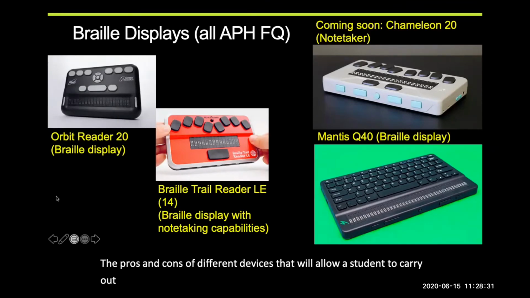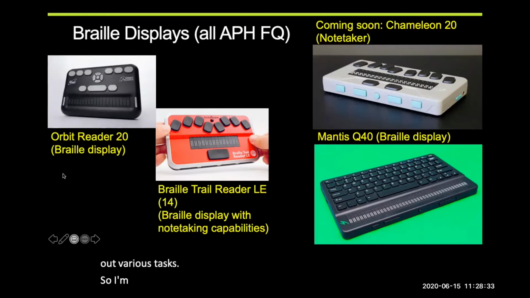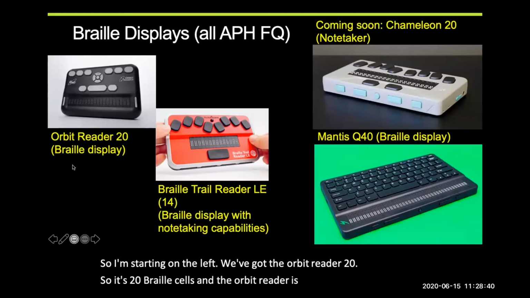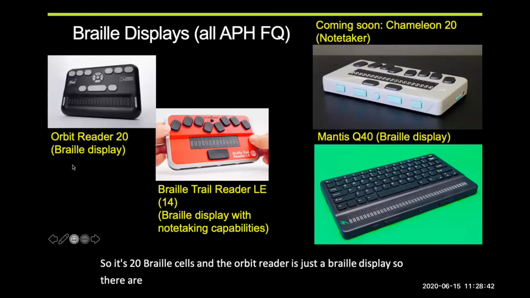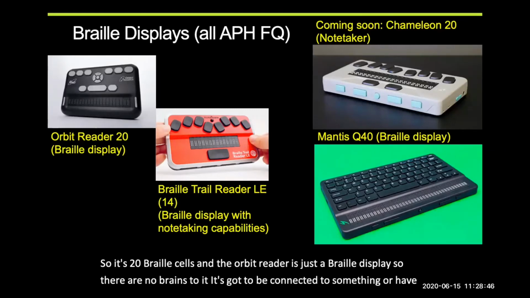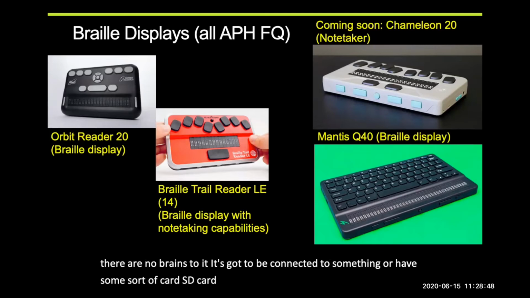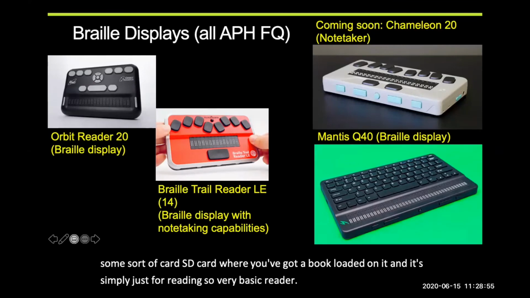So starting on the left, we've got the Orbit Reader 20. So it's 20 Braille cells, and the Orbit Reader is just a Braille display. So there are no brains to it. It's got to be connected to something or have some sort of SD card where you've got a book loaded on it, and it's simply just for reading, okay? So very basic reader.